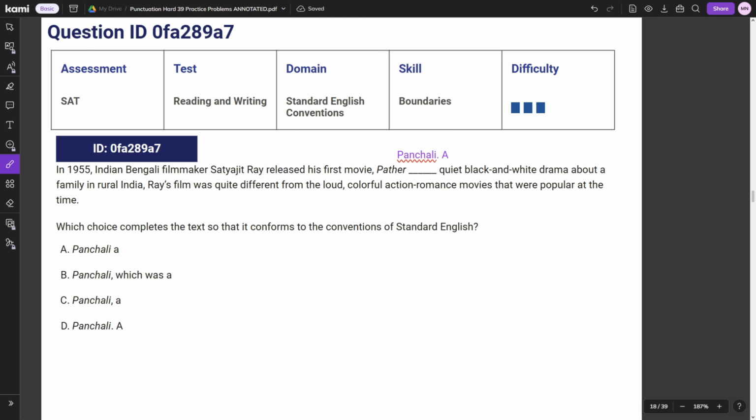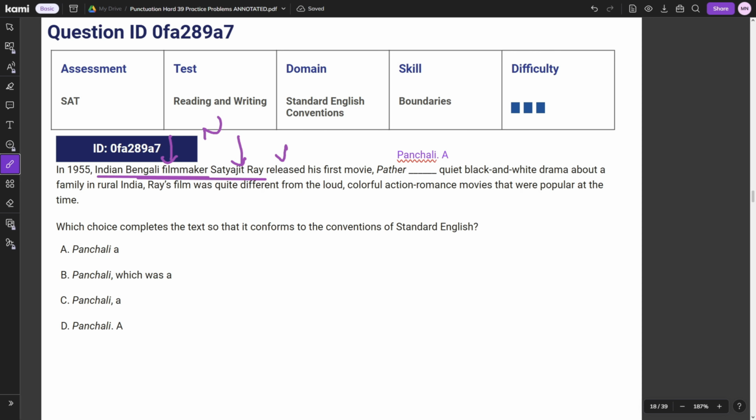And also just want to quickly point out, Indian Bengali filmmaker, that's an appositive right there. And notice how in this entire appositive, there's no punctuation used. Remember that, guys. Remember that. A title, Indian Bengali filmmaker, and the name should never have punctuation between them on the SAT. Alright, anyways, that is obviously going to be our noun, and then released is going to be our verb.